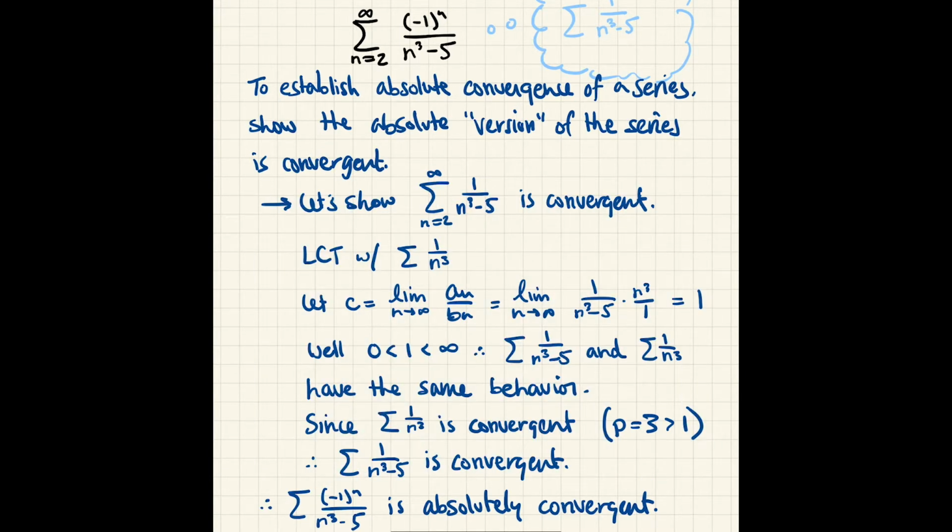So if you're expecting absolute convergence, which we were, then all you need to do is show that that absolute version is convergent. And once we have the convergence of this series, we get to conclude that this series is absolutely convergent right away.